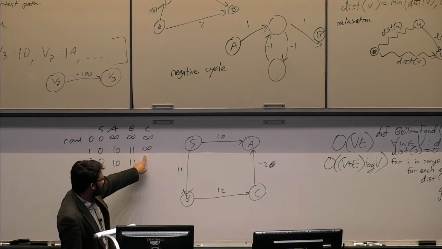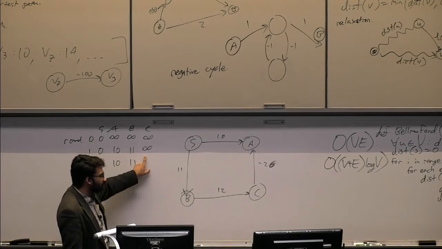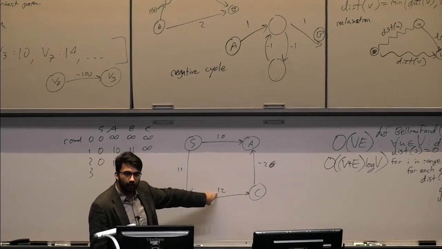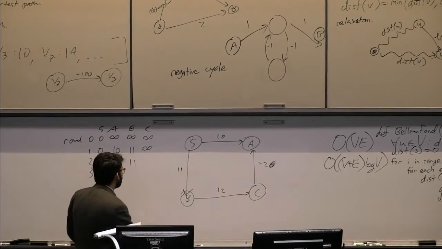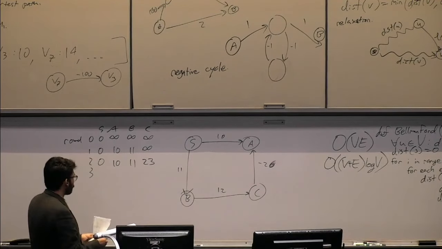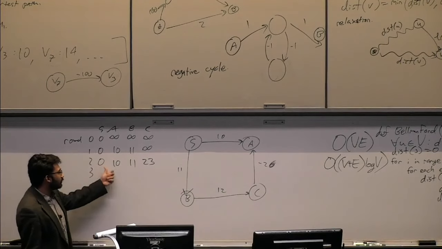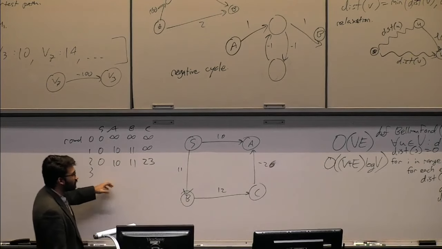C is going to be the distance v. The distance of C currently is infinity, but notice that we have dist of u, which is 11, plus l_uv, which is 12. So that's going to be 11 plus 12 is 23, right? Now we have, at the second round, 0, 10, 11, 23. Let's perform all the updates on all the edges again.